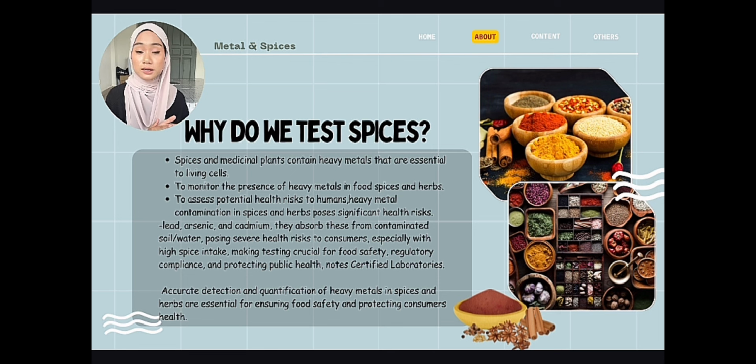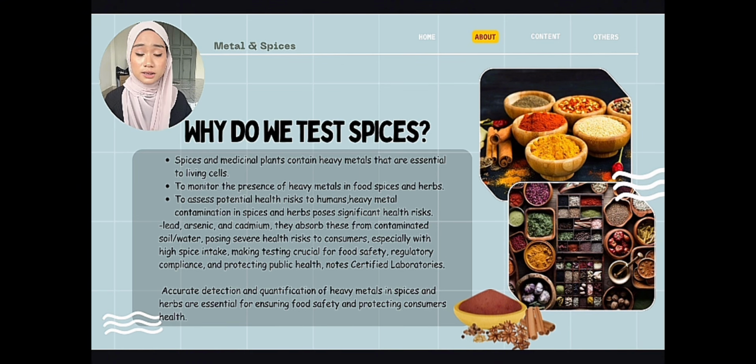The second one is to monitor the presence of heavy metals in food, spice, and herbs. Spice and herbs contain varying levels of heavy metals depending on their type and origin, which makes continuous safety monitoring necessary. The third one is that spices and medicinal plants contain heavy metals that are essential to living cells. That means understanding the content of trace metals in foods is critical because of their essential or hazardous effect on human health.